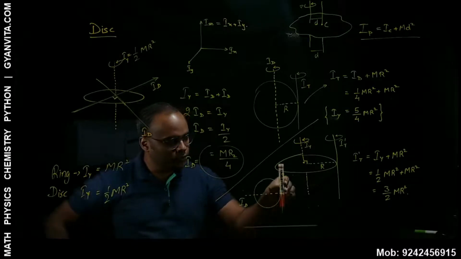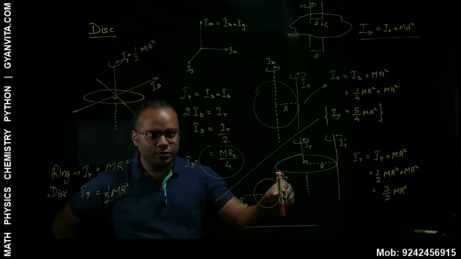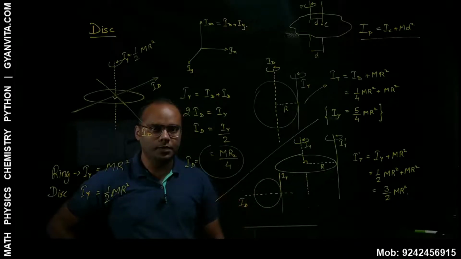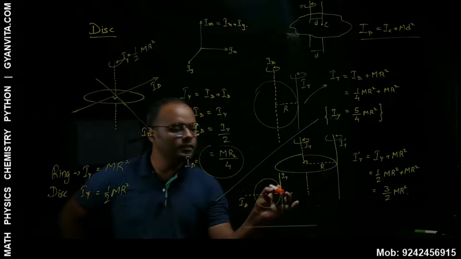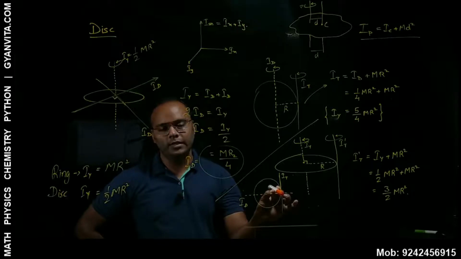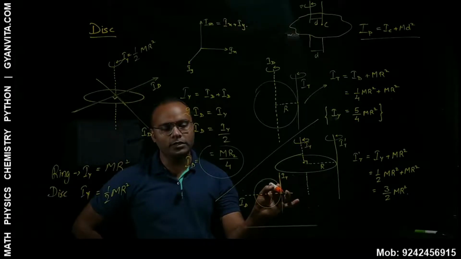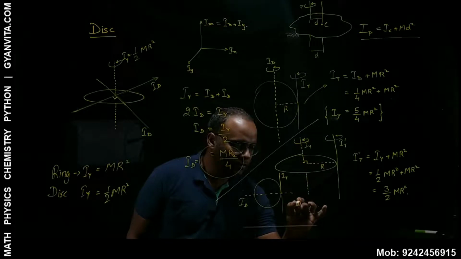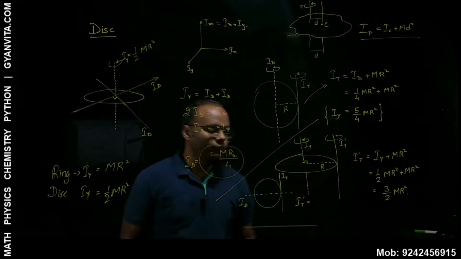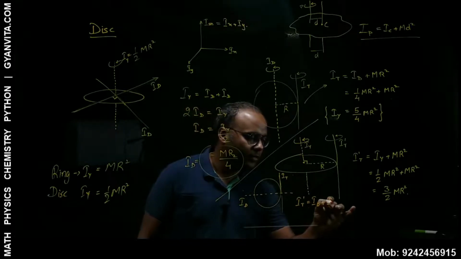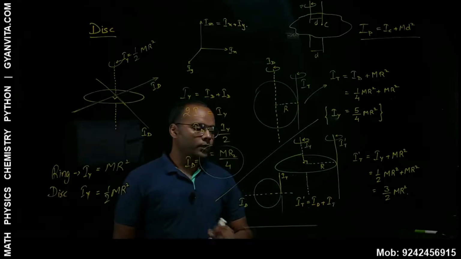So this was the tangent in the plane, this is the diameter in the plane, tangent and diameter perpendicular to each other, and this is the tangent which is perpendicular to the plane of the disk, and I have to find the moment of inertia about this tangent. So I just have to apply the perpendicular axis theorem. So what will that be? Again, IT dash will be equal to the sum of these two, that is ID plus IT, right?